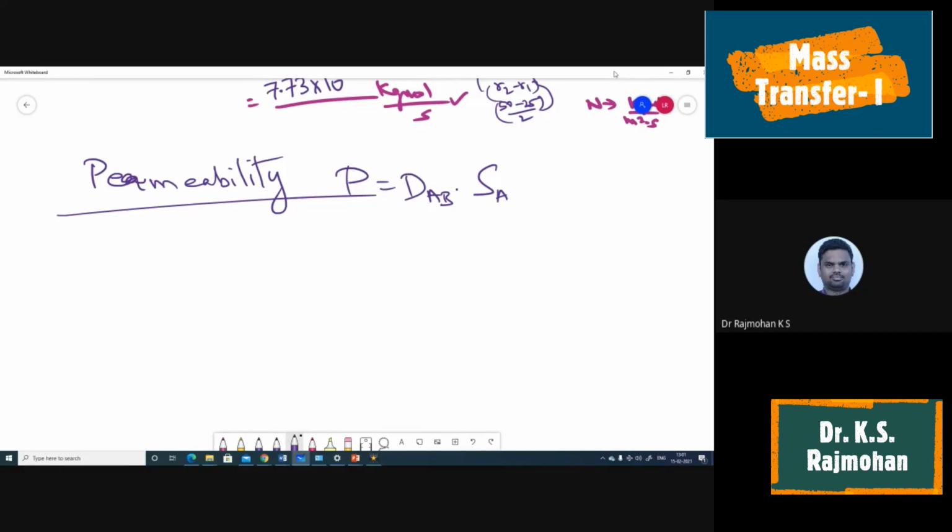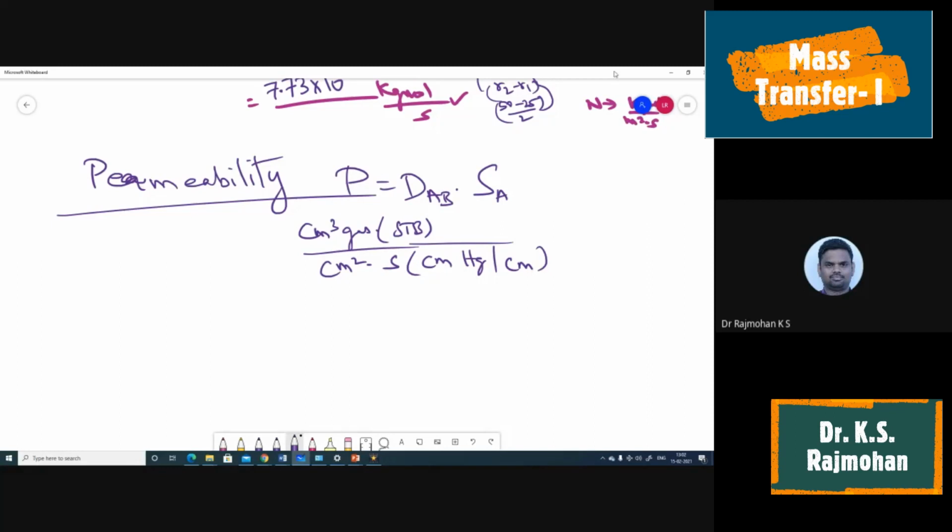So if you look at the units, you will come to know what that is. Okay, P is permeability, which is centimeter cube gas at STP per centimeter square second into centimeter mercury per centimeter. So this is the unit of permeability.